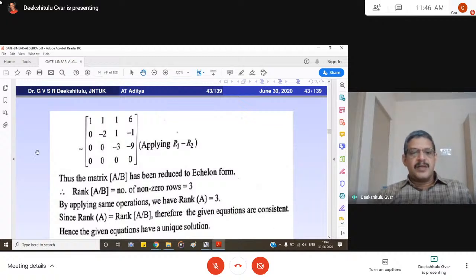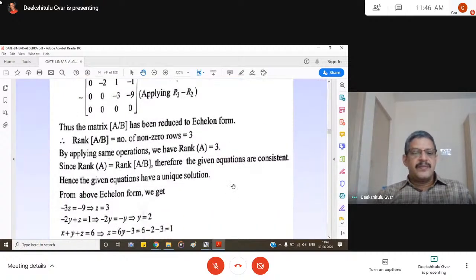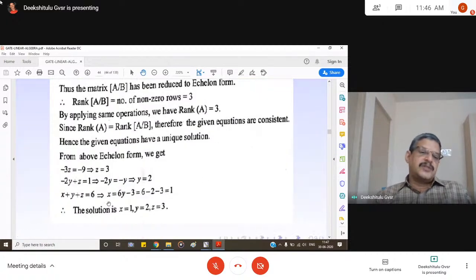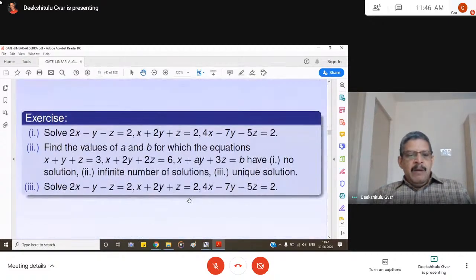The last row says minus 3z is equal to minus 9, so z is equal to 3. The second row says minus 2y plus z is equal to minus 1. If you put z is equal to 3 here, y is equal to 2. So y is 2 and z is equal to 3. Put them in the first equation, x plus y plus z is equal to 6, so x is equal to 6 minus this thing. If you solve this, we get the x answer. Some problems as exercise.